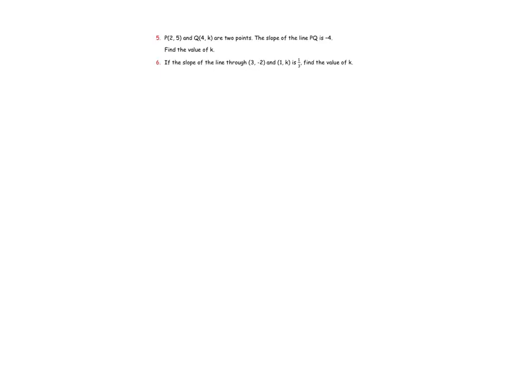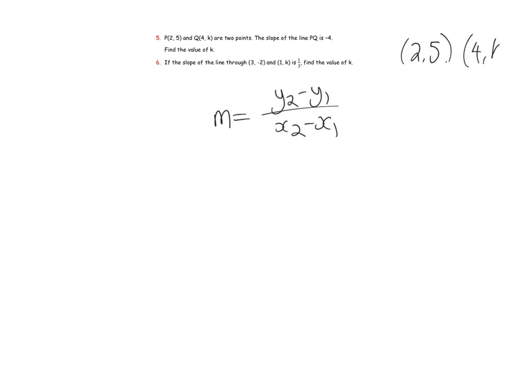Now, these two questions are very similar to the last example I did. So make sure you know that the slope formula is m is equal to y2 minus y1 over x2 minus x1. Again, take your 2 points, (2, 5) and (4, k), label them x1, y1, x2, y2, and we know that the slope is minus 4. So we're able to fill that in exactly like we did in example 3 and solve it. So questions 5 and 6 are very similar. They should hopefully be fine.